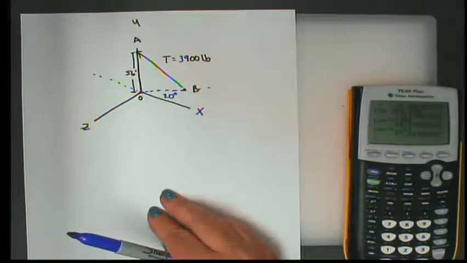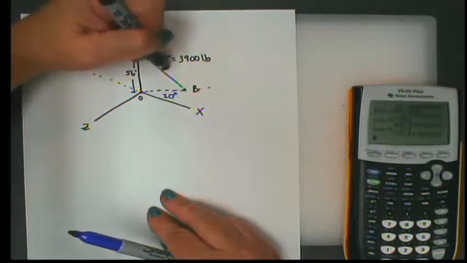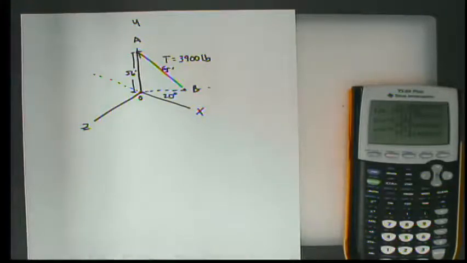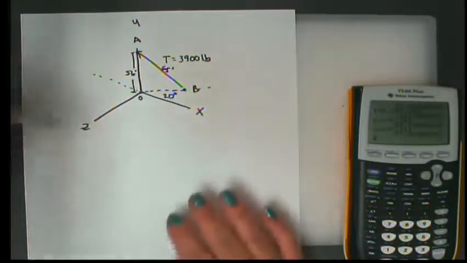We're further told that this cable is 65 feet long. Okay, so I've got everything written down. Determine the X, Y, and Z components of the force.